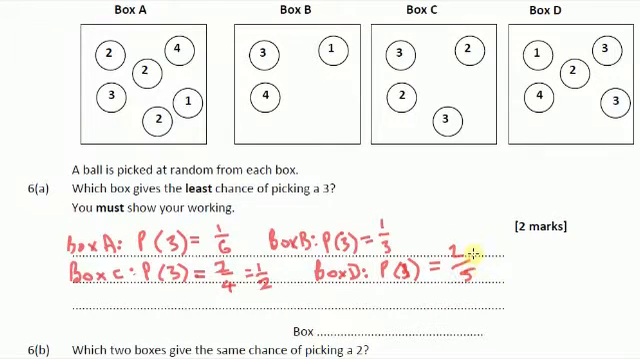Now the question asks which one gives the least chance. So we have to look at the 4 fractions and decide which fraction is the lowest. You can use a calculator to work out 1 divided by 6 and so on, and you'll find that 1/6 is the lowest fraction there. So 1/6 is the least value. So that corresponds to box A.